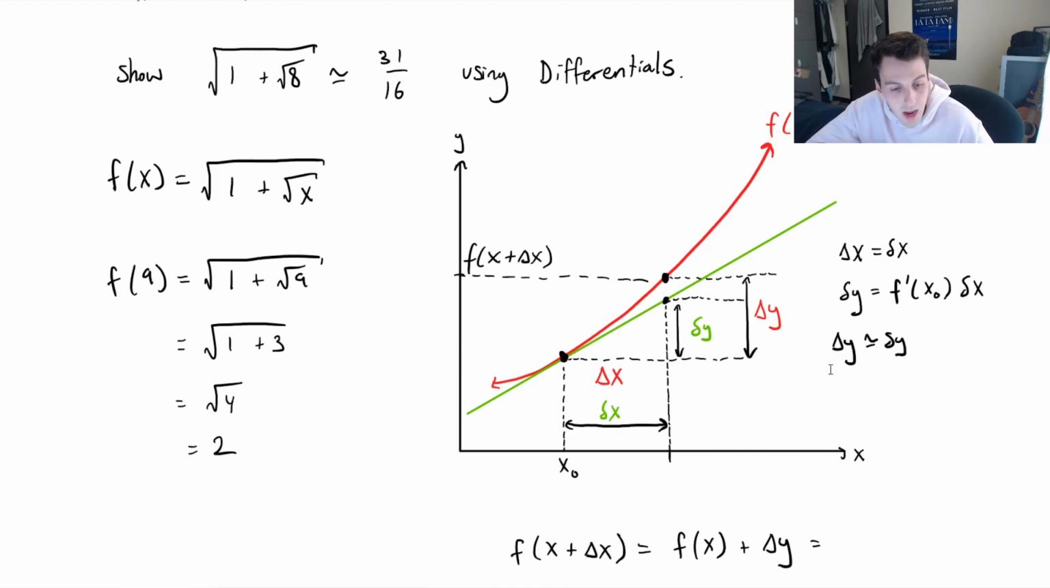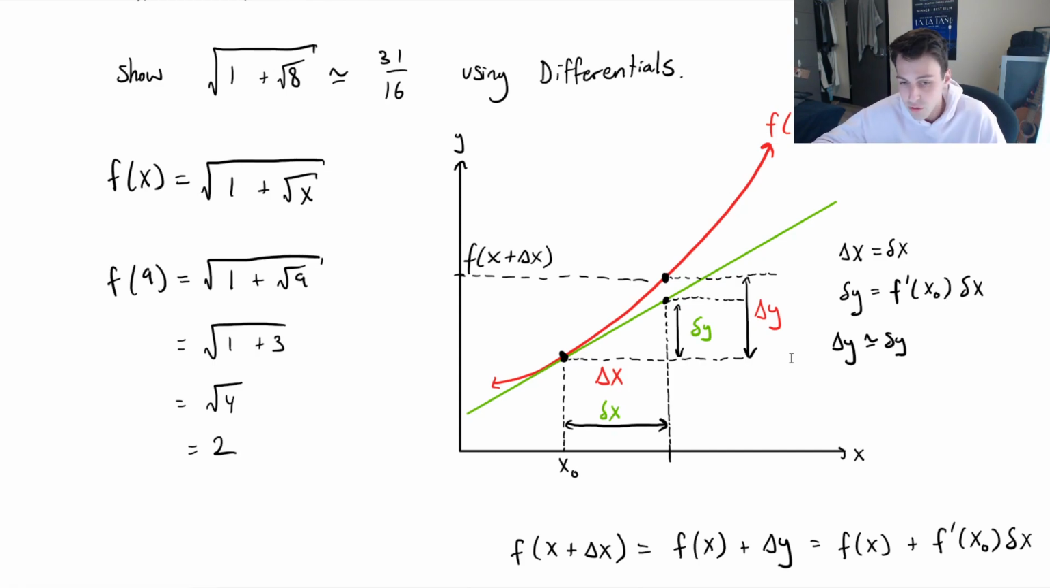But we know that delta y is approximately equal to that differential of y, right? And that differential, we just said, would be equal to f prime of x naught times that differential of x. So here we've got a little bit of an equation that we can use to approximate a function's value at some point, some x plus change in x, and it's in terms of differential. And you'll notice that this is very, very similar to linear approximation because these concepts kind of go hand in hand with each other.